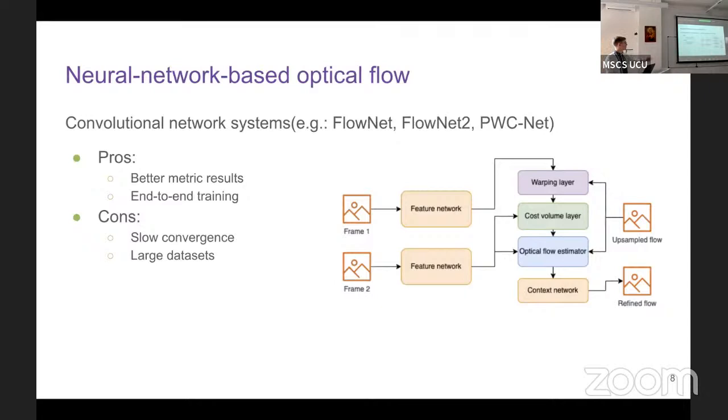And there are pros of them. They have better metric results than classical algorithms, for example, Lucas-Kanade. They also allow end-to-end training, which is quite good, but there are cons: they have slow convergence. Due to the slow convergence, you need quite large datasets, a lot of data, to train properly.